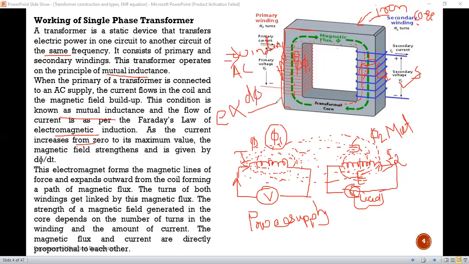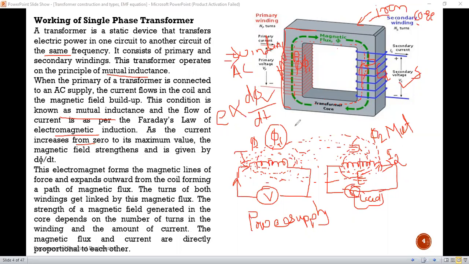That is Faraday's law of electromagnetic induction. You already know, I have already told you the generator principle: according to Faraday's second law of electromagnetic induction, the induced EMF is directly proportional to the rate of change of flux, that is d phi by dt.